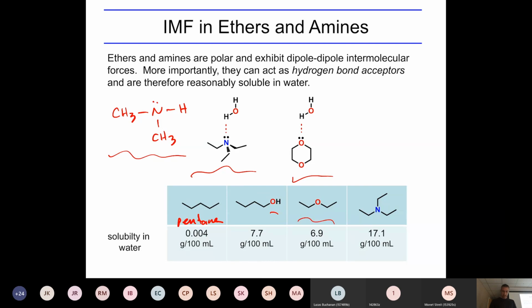Notice that this ether is almost as good as the alcohol in terms of its water solubility, even though it has no OH. That makes sense because water can be the donor, this can be the acceptor, and we can dissolve it. This amine, it's a hydrogen bond acceptor as well, 17.1 grams per 100 mL, so it's even better. So it can be a hydrogen bond acceptor only and still be very soluble in water, and this is important for a lot of organic molecules.